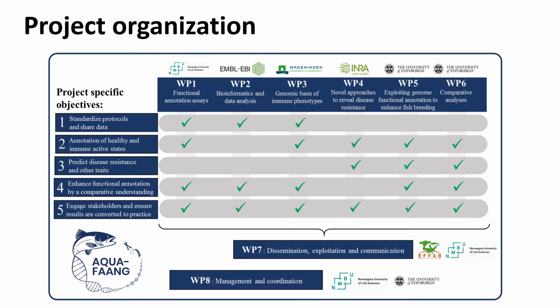Just very briefly, AQUA-FAANG is organized as a project into 6 scientific work packages. I'll briefly touch on them in the following slides. We also have a very dedicated work package 7, focused on communicating the project and disseminating and exploiting its results. But I won't say much more on that today. I'm going to focus today on the scientific work packages and the progress that's been made.